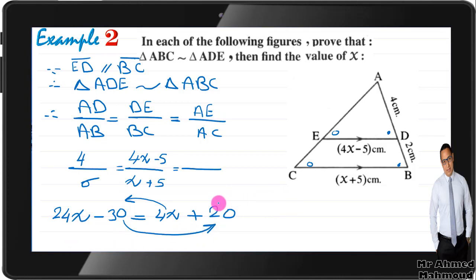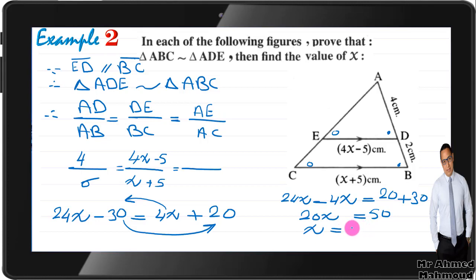So 24x minus 4x equals 20 plus 30. 24 minus 4 equals 20, so 20x. Here, 20 plus 30 equals 50. Send the 20 to the other side by dividing, so x equals 50 divided by 20, which equals 0.5, and this is the value of x.